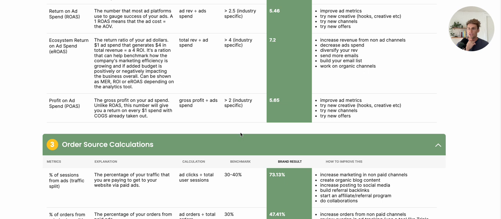These benchmarks are really focused on high growth stores. So usually they're a little bit earlier on in their life cycle, or they're really trying to grow and get market share.